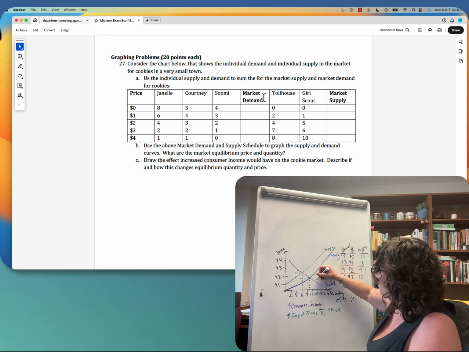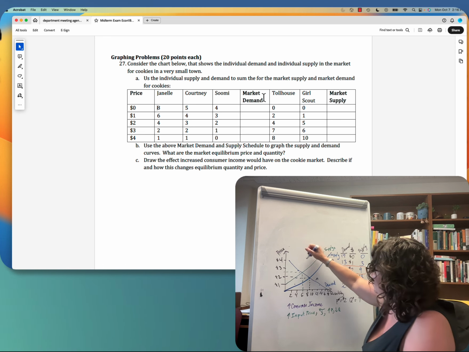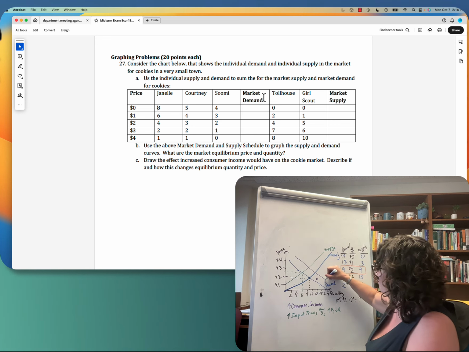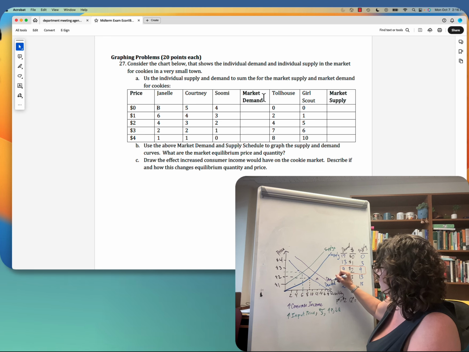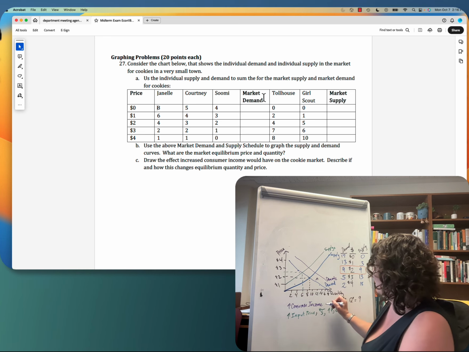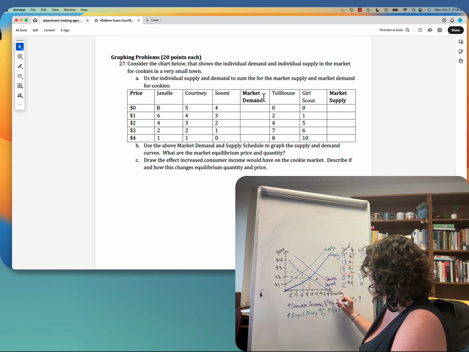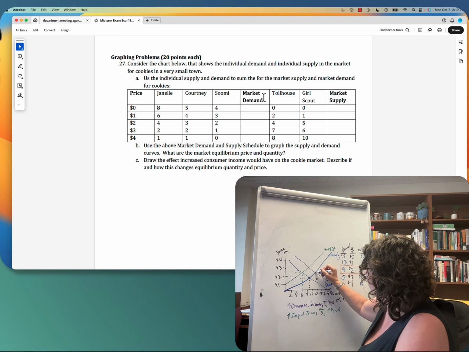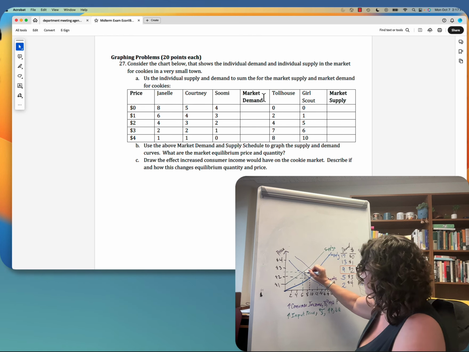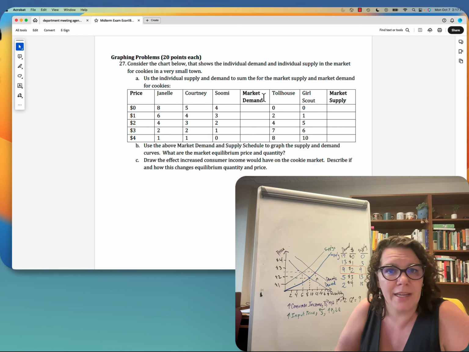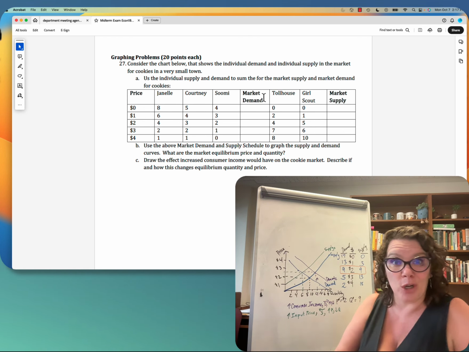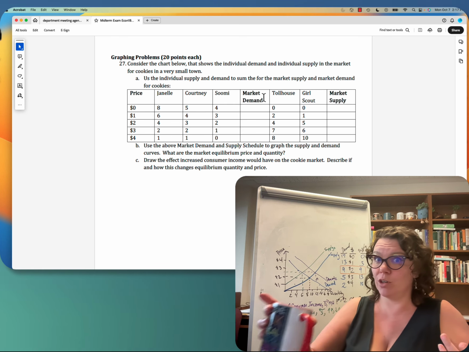For consumer income, that's not going to be a supply side, that's going to be demand side. We're going to see consumer income is going to tend to increase the quantity demanded at every price, meaning we're going to shift demand out. So that's going to mean that we shift demand out and we see both price and quantity go up in this example, because now at this higher price, with more money, consumers are willing and able to buy more cookies. So far, so good.